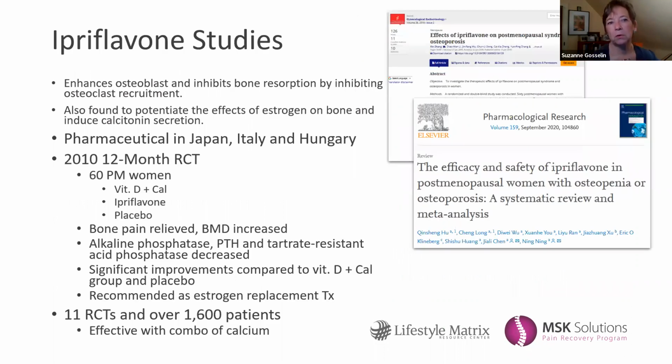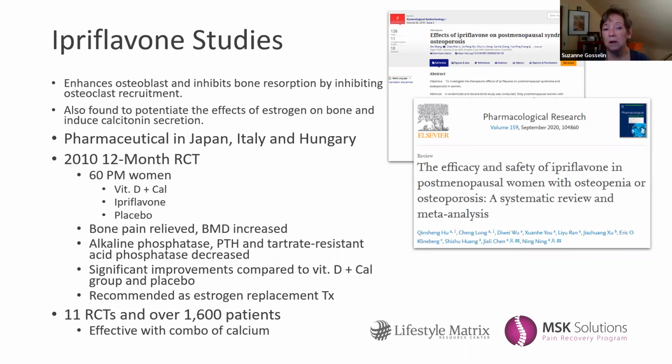Ipriflavone is a phytonutrient frequently derived from soy that enhances osteoblast activity and inhibits bone resorption. It's found to potentiate the effects of estrogen on bone and to induce calcitonin, which is a hormone produced by the parathyroid gland. It's actually been marketed as a pharmaceutical in other parts of the world for treatment of osteoporosis.